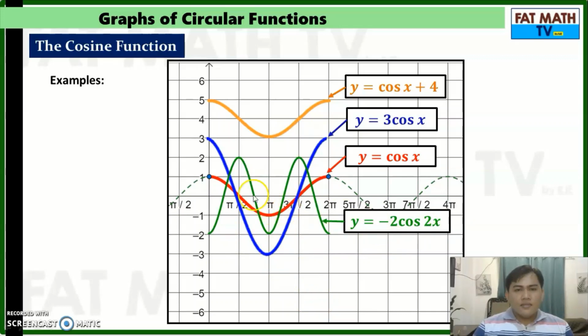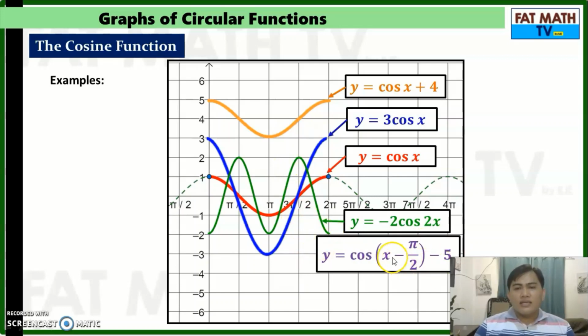Okay? So times 2, so it will stretch vertically. Since it's negative, you have to flip it along the x-axis. And then the 2 here will make the period pi. So one complete cycle every pi units. From 0 to pi, that's one cycle. From pi to 2 pi, that's another.